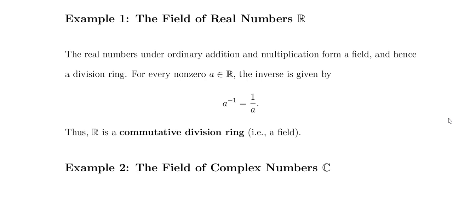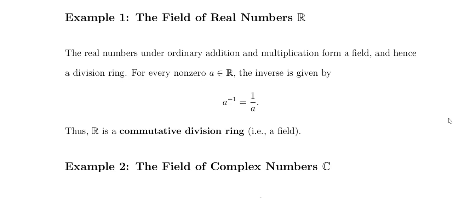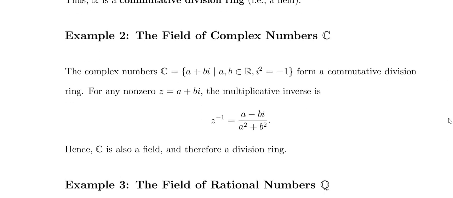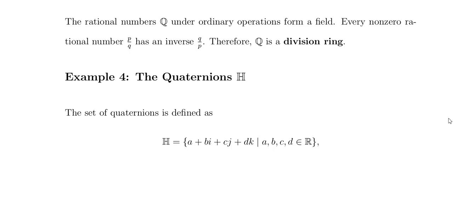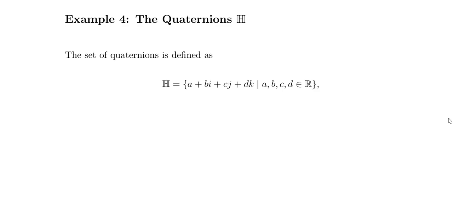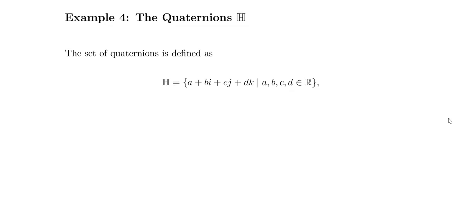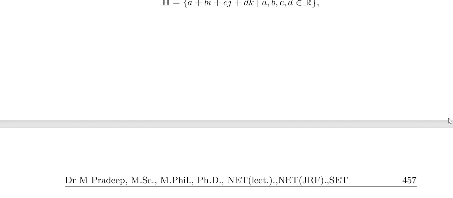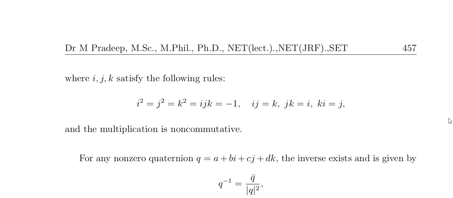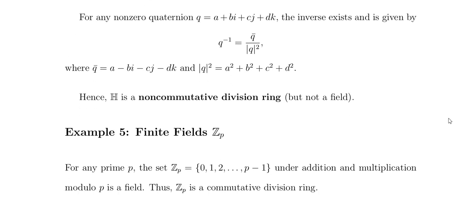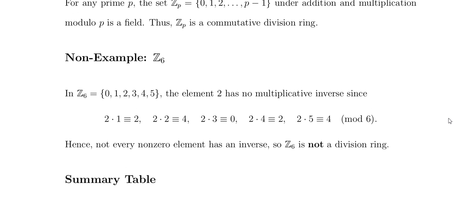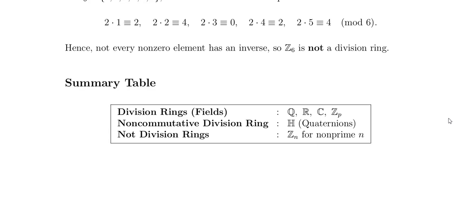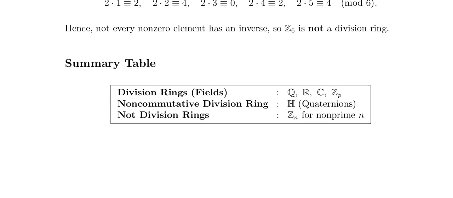So the field of real numbers, the field of complex numbers, these are examples for the field. The field of rational numbers Q is a division ring also, and quaternions are of the form a + bi + cj + dk. Zp is a commutative division ring, that is the field example, but Z6 is not a field.